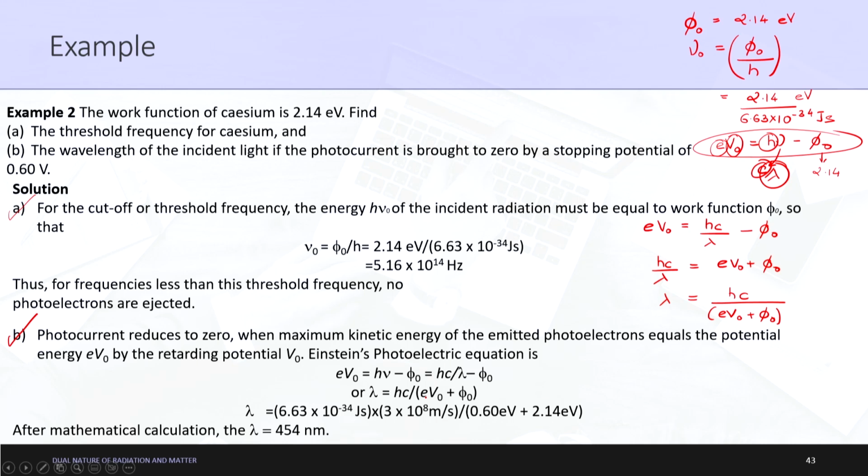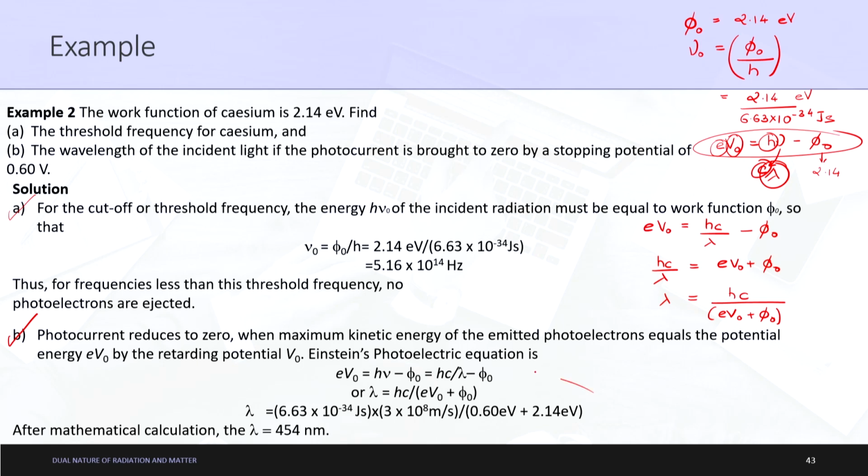If I divide this equation by e, then you can get the same equation in terms of electron volts, because e has the value equal to your electron charge. And phi naught is nothing but 2.14 electron volts. So after mathematical calculation, the lambda value is equal to 454 nanometers.